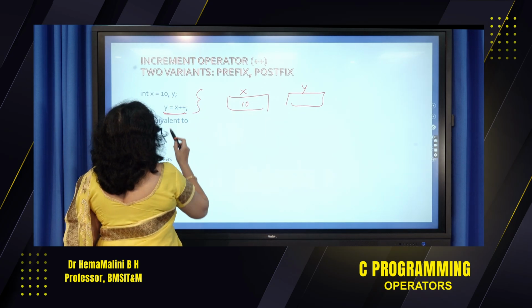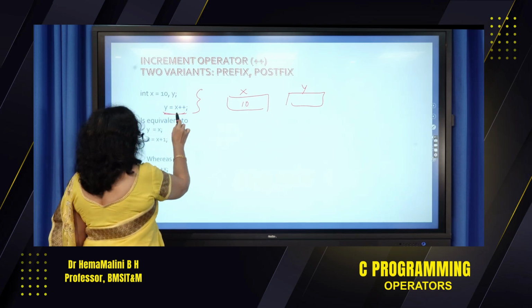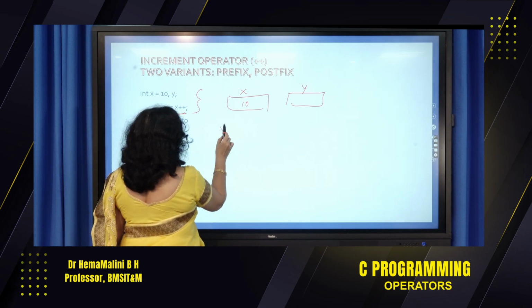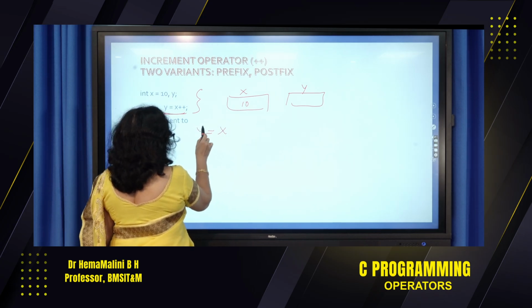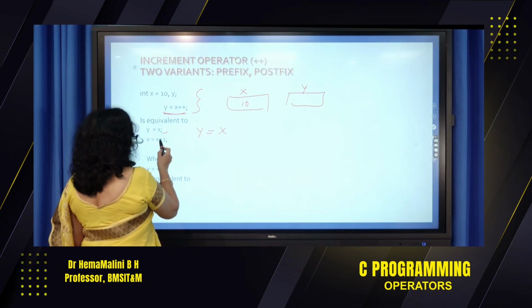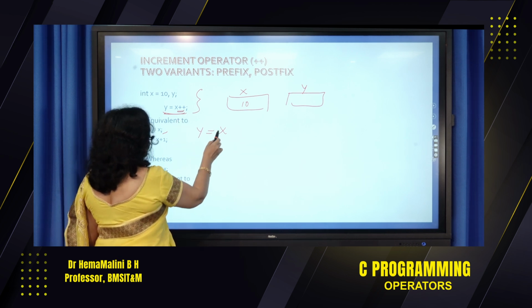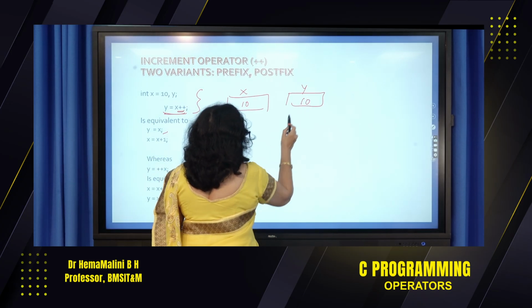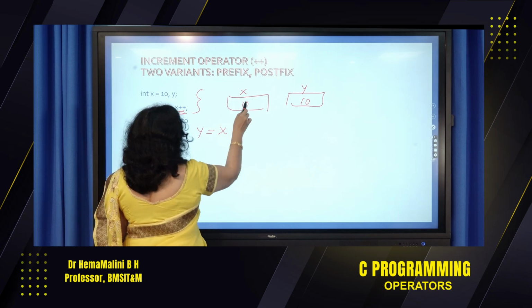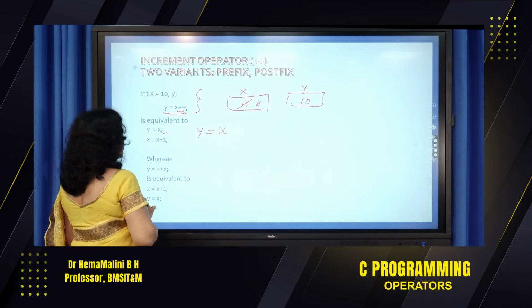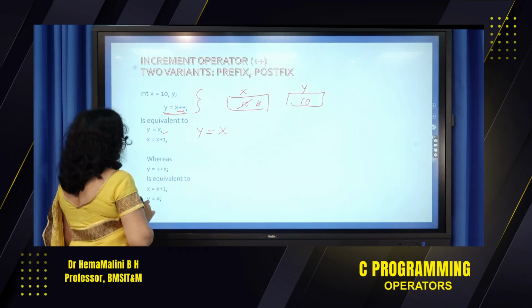I am going to use post increment here. So in this case, y gets x. The value of x is assigned to y like this. After that, the value of x is incremented. So whatever is there in x will be stored in y. Y gets 10. Then x is incremented, x becomes 11. So this is post increment.